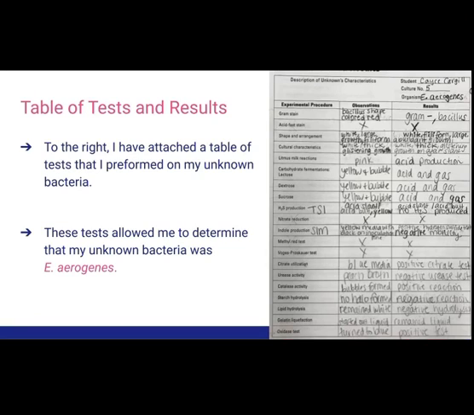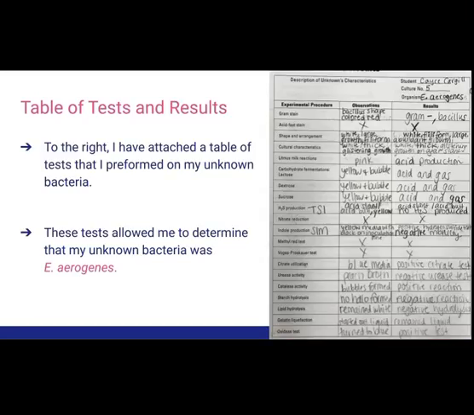Another test that I ran was a carbohydrate fermentation test. And this microbe had acid and gas production. This is seen through the yellow color of the broth, that it changed to that yellow appearance, and the bubbles that formed in my test tube. And so it fermented carbohydrates in the presence of lactose, dextrose, and sucrose. And so these were just a few of the tests that I ran.